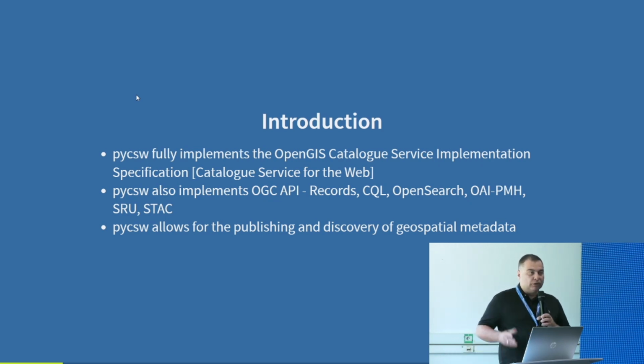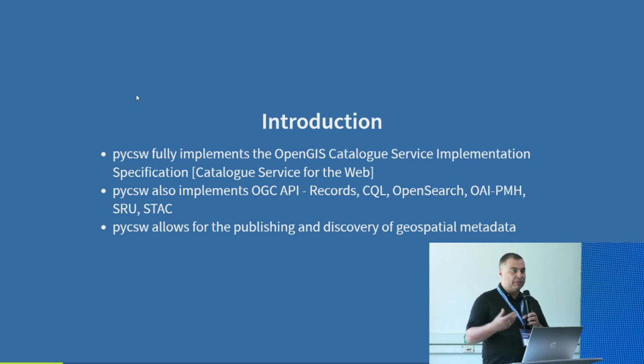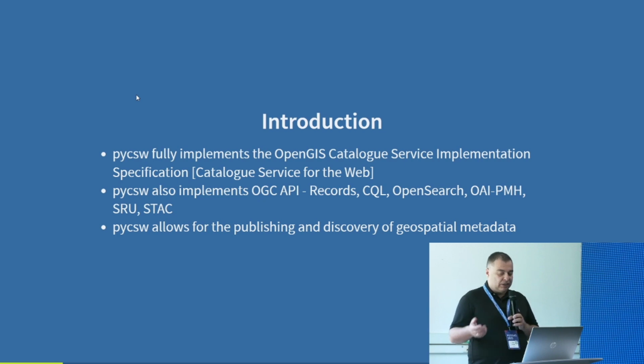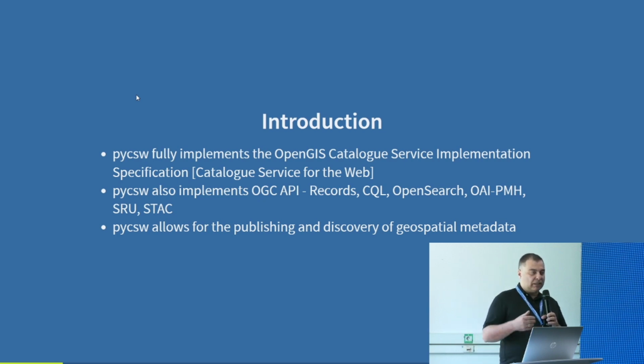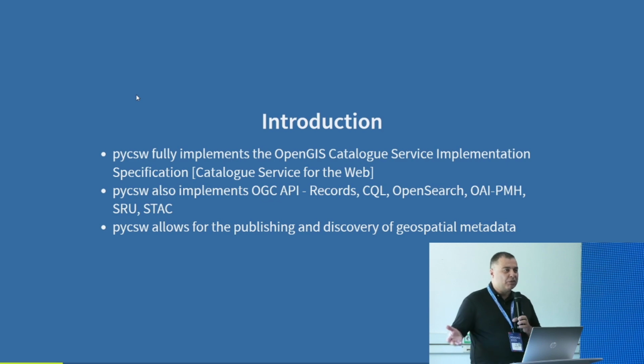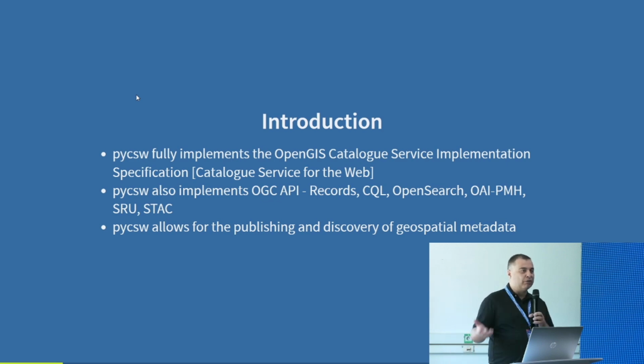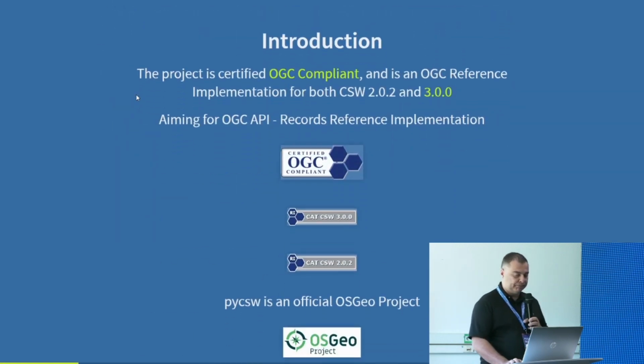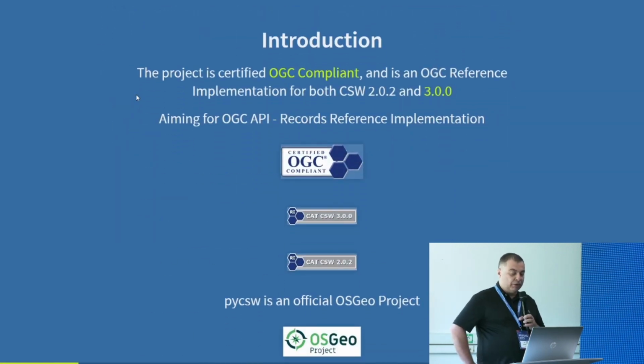The core workflow for pycsw is for the publishing and discovery of geospatial metadata. So the metadata can be about anything, EO data, vector data, service metadata, and so on. And the idea is that pycsw allows you to put that metadata into a metadata repository and do transformations on it and allow for discovery at different granularities. We've been around for quite some time, and we support both CSW specifications, both 2.0.2 and 3.0.